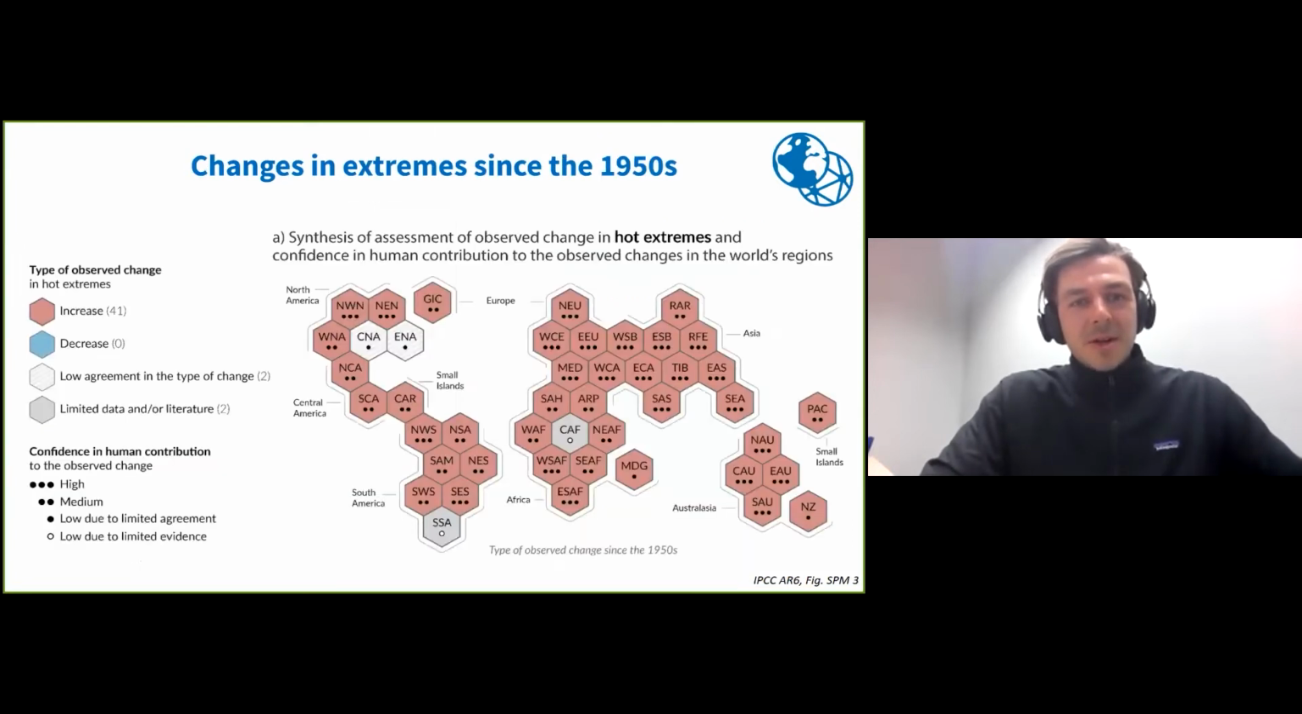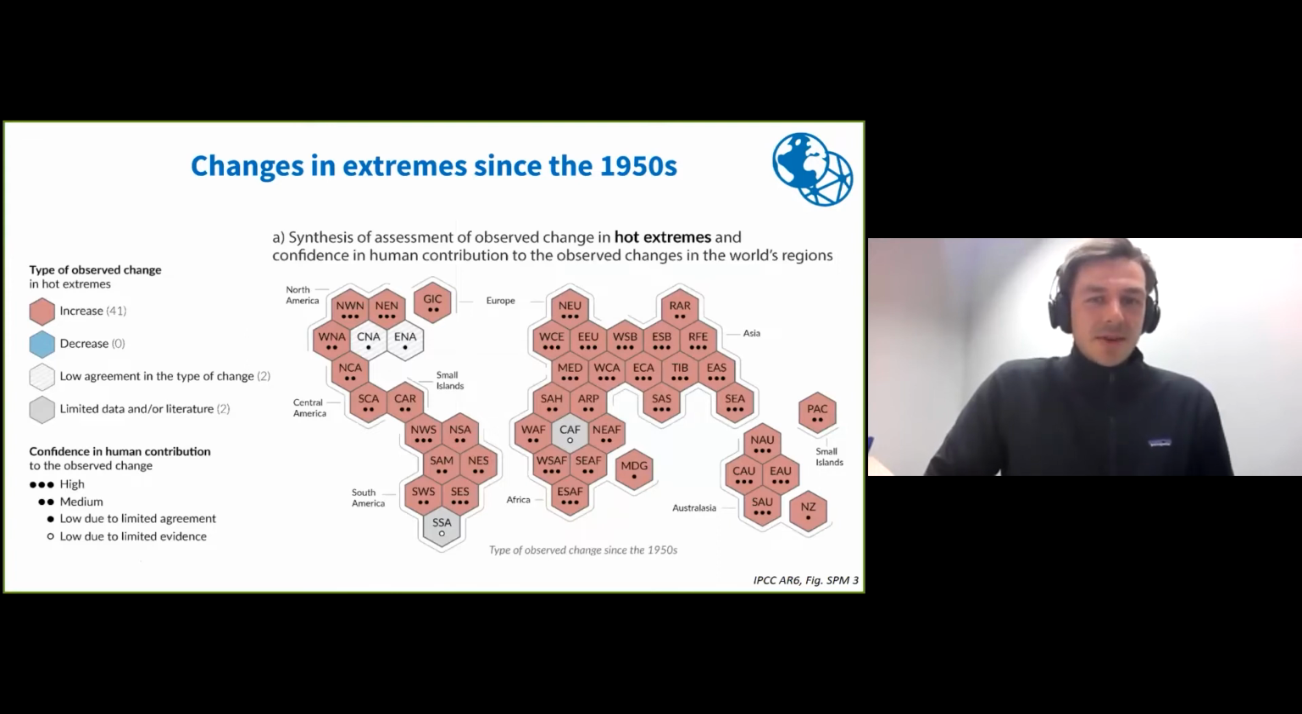Just one more tangible example, also from the IPCC report. It shows the increase of extreme heat events since the 1950s. And we can see that basically everywhere in the world where we have data, there is a medium to strong increase of heat events. So this again shows the severity of the problem and that we are already in the middle of it.